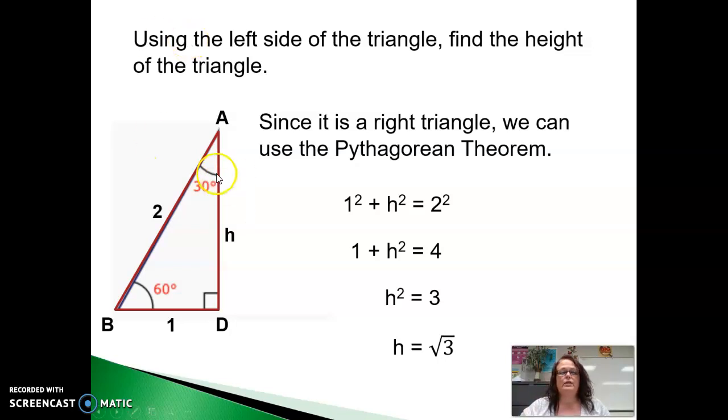Okay. So that means opposite the 30, I have a 1. I'm using my finger. I should use my mouse. Opposite 30 is the 1. Opposite the 60 is the root 3. And opposite the 90 is the 2. So this is the basic triangle for every 30, 60, 90 triangle out there in the world.